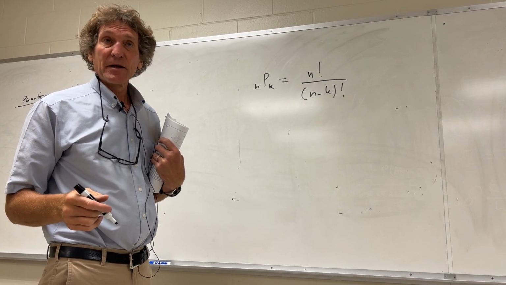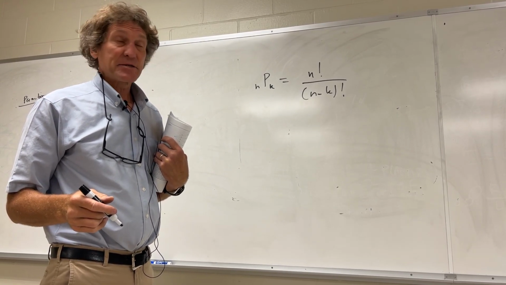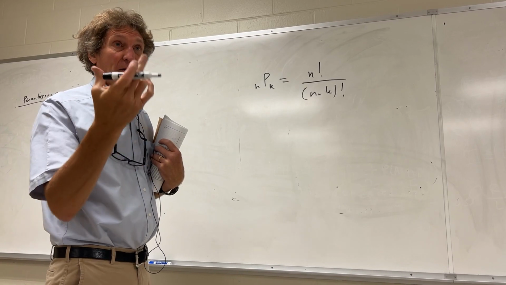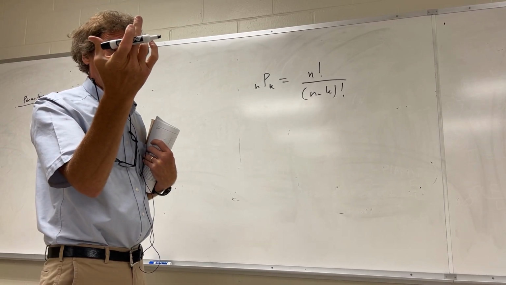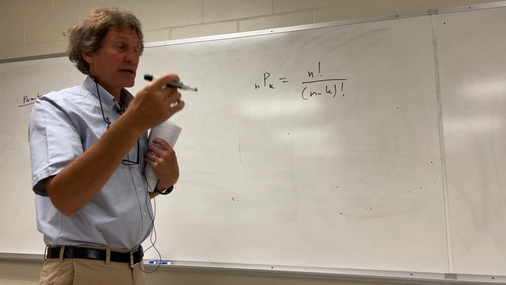I promise you. Now, it says if you have n things and you want ordered sequences that are k long, and they're all unique, this is how you do it.